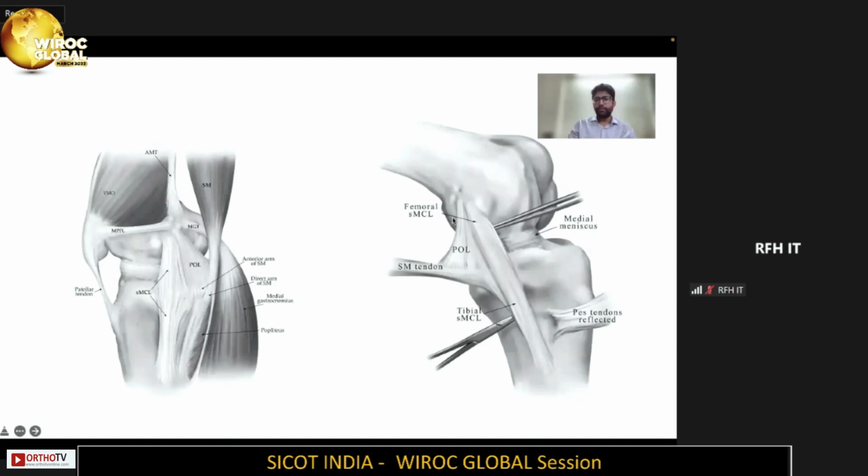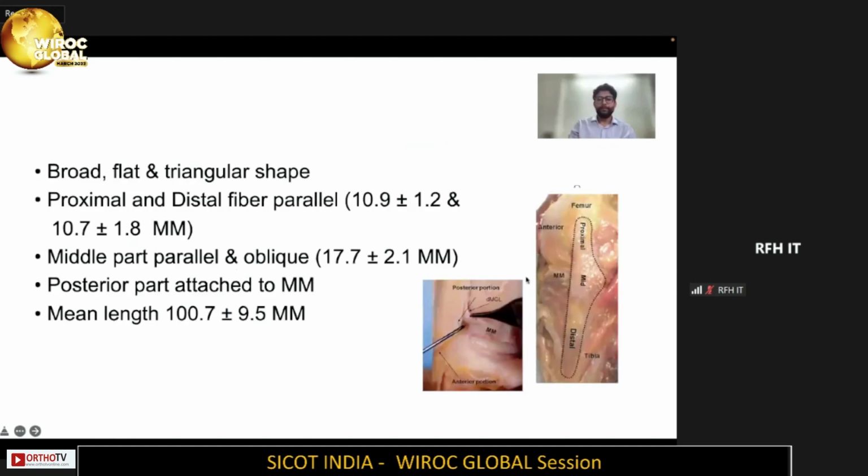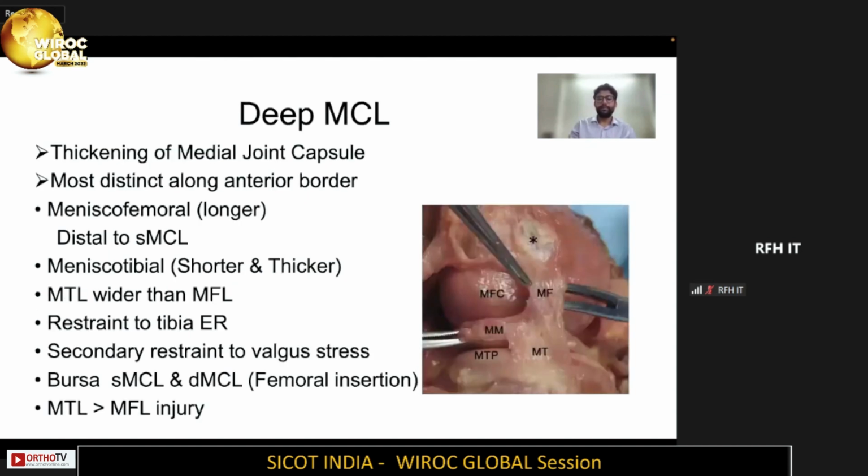So this forceps is showing the femoral part of the superficial MCL, and the artery forceps is on the tibial side of the superficial MCL. It is broad, flat, and triangular in shape. Proximal and distal fibers are parallel, while middle fibers are parallel as well as oblique. Only the posterior part of the superficial MCL is attached to the medial meniscus. The mean length of the superficial MCL is 100.7 plus or minus 9.5 mm.